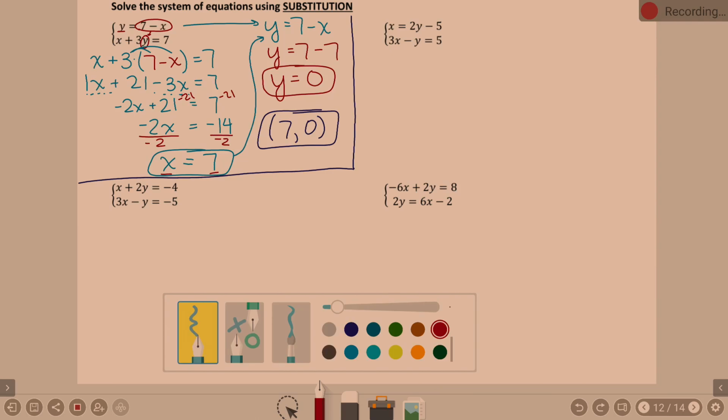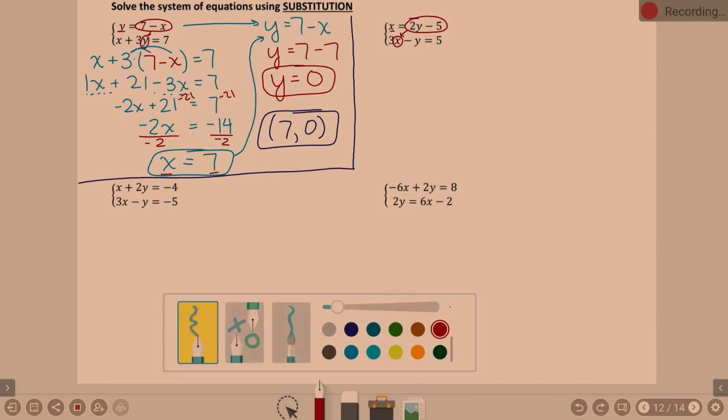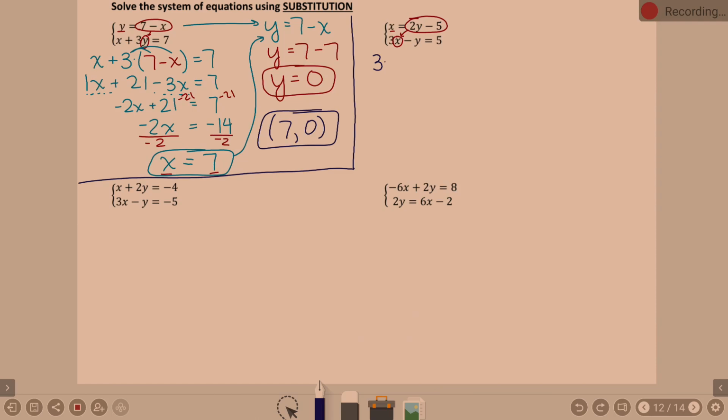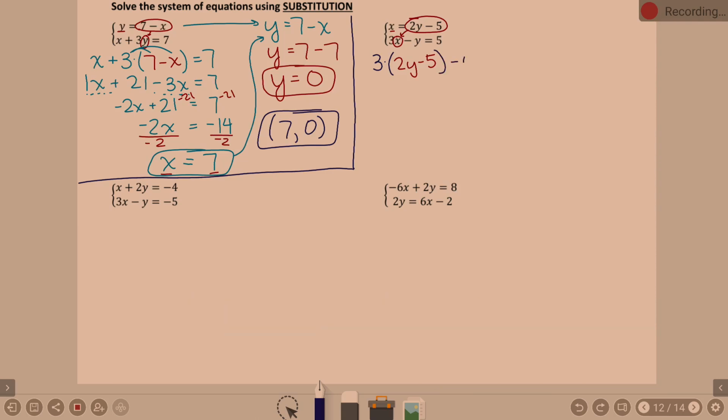So, since I have an x equals, every place I see an x, I'm going to replace it with 2y minus 5. So my top equation is x equals. Every place in the other equation I see x, replace it. So 3x means 3 times, well, what's x? 2y minus 5. So there's 3x minus y equals 5.